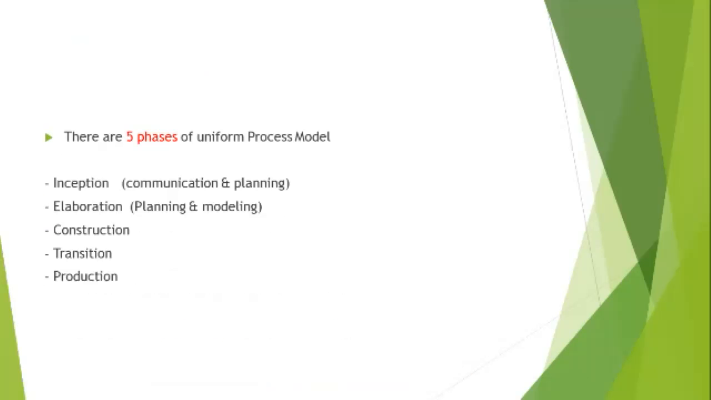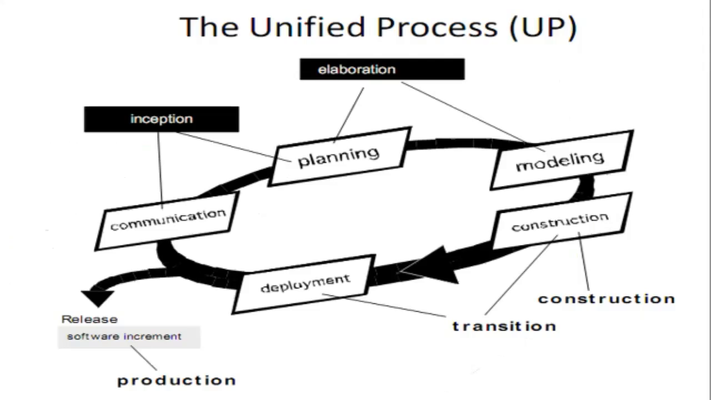Friends, there are 5 phases of unified process model. First, inception, in that communication and planning. Second, elaboration, planning and modeling. Third, construction. Fourth, transition. And fifth, production.